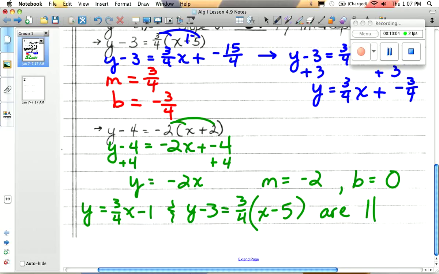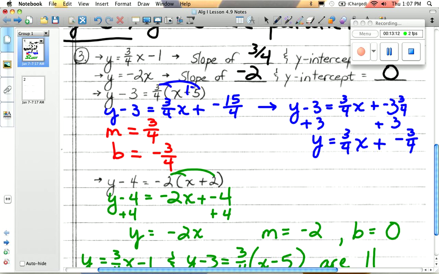Any others? Yes. Any other parallel lines? Second one and the fourth one. And the fourth one? Yes.